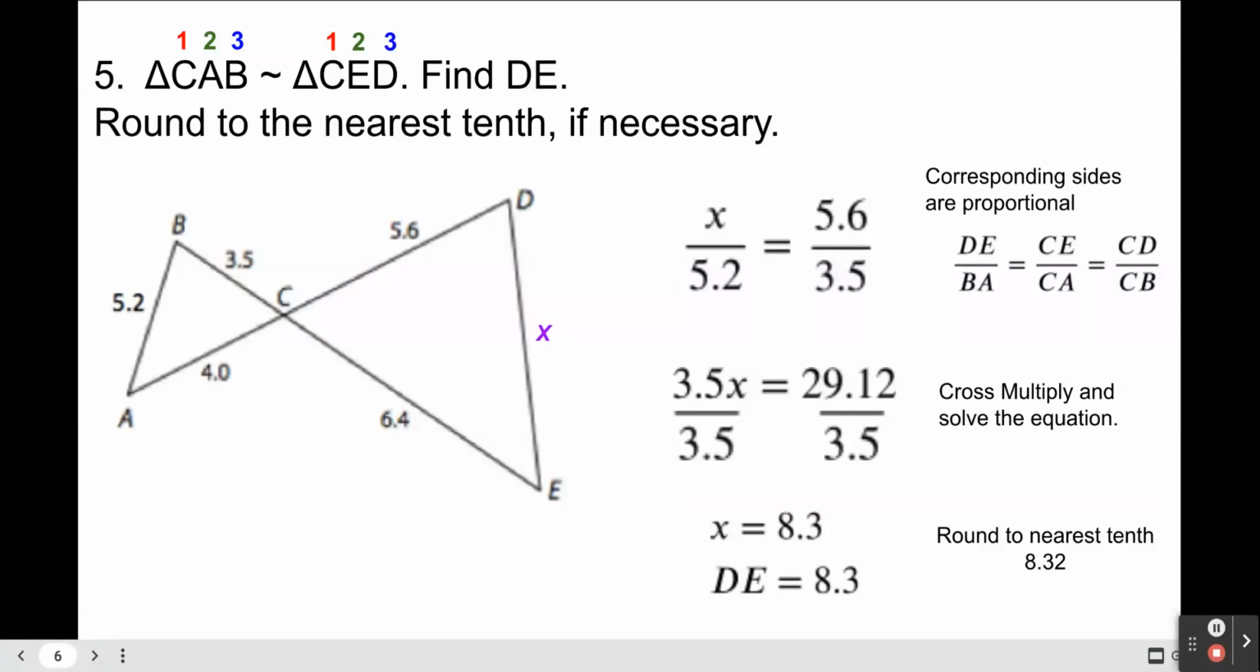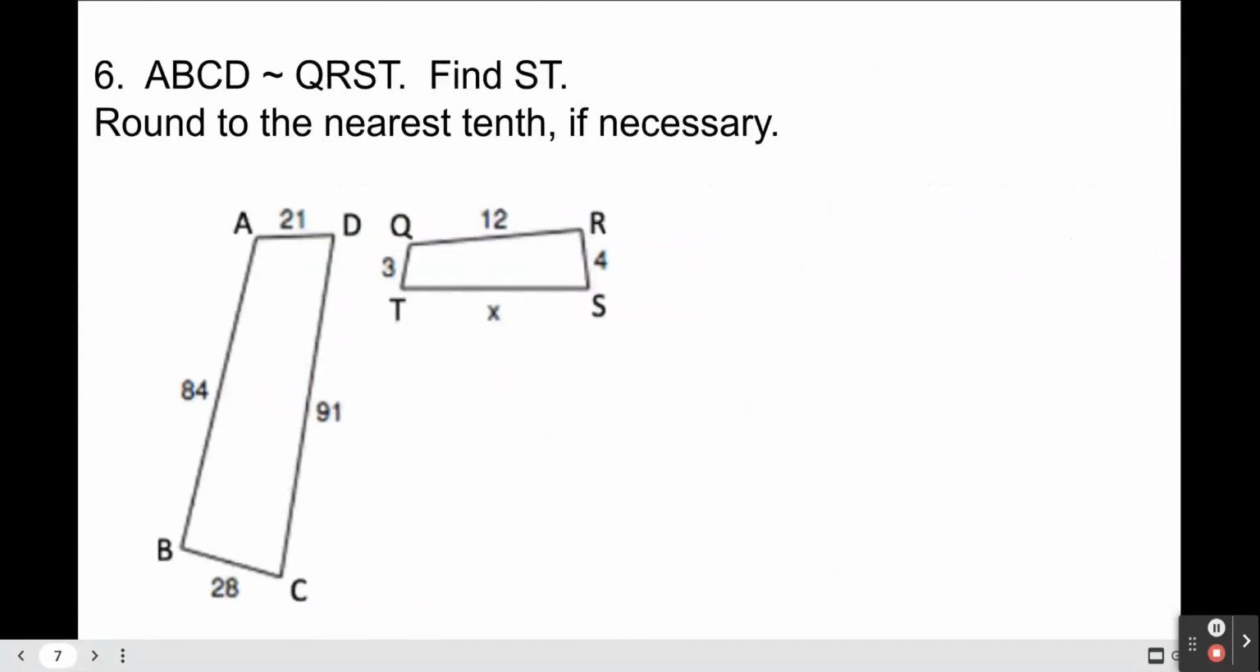Let's look at example number 6. Here we have a four-sided figure that is similar to another four-sided figure. So ABCD is similar to QRST, and we're asked to find ST. Again, noticing in our similarity statement, ST is the 3, 4. It's going to correspond to CD. So C to D is that 91. So X corresponds to 91.